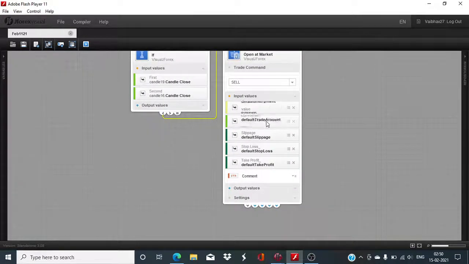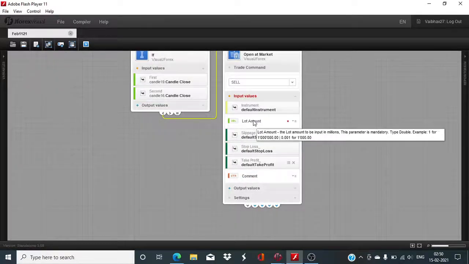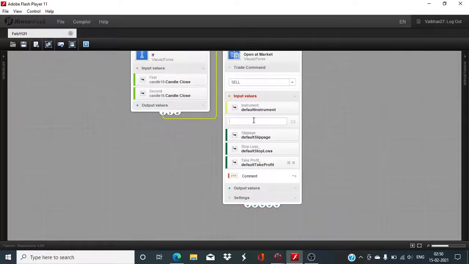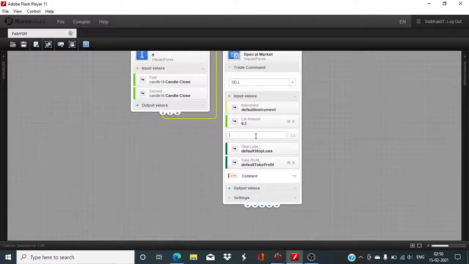Default instrument Euro USD, trade amount, you can change it to any suitable amount depending on the equity. Slippage, default value is 5 pips, but personally I think 2 pips is good enough. Stop loss and take profit.